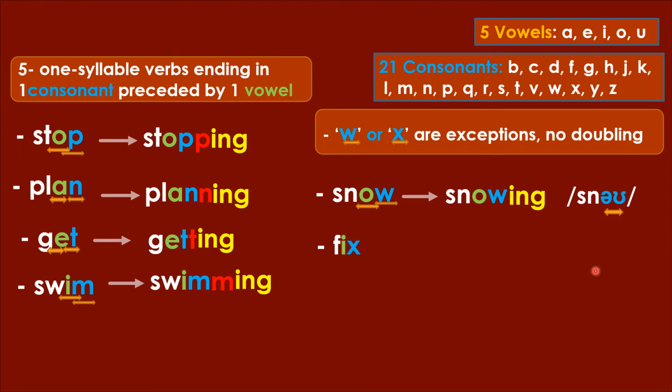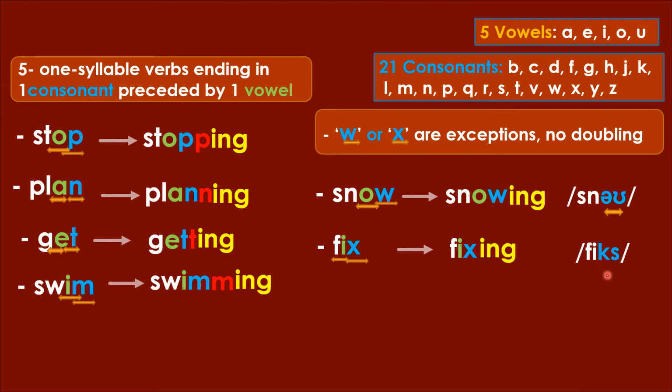Look at fix, for example. Fix ends in X, which is a consonant preceded by one vowel. But again, I don't double. I just add ing. And again, the pronunciation is the reason.